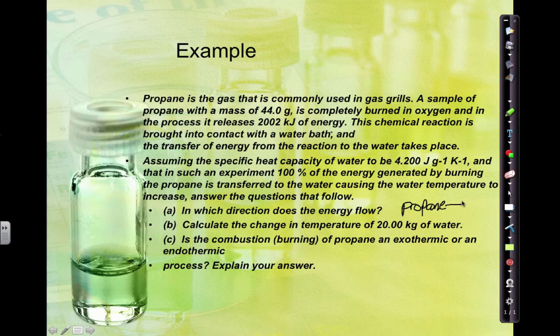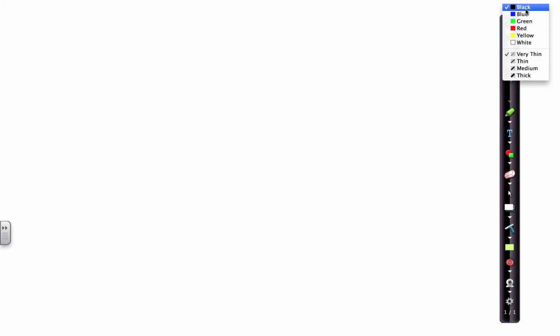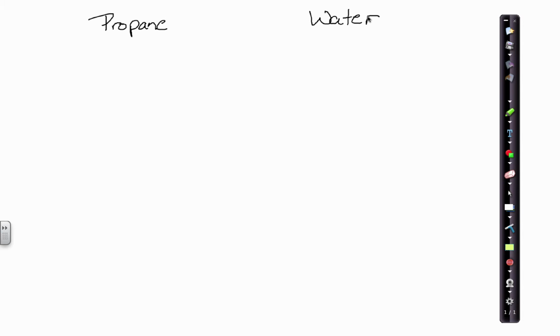reaction into the water. All right, so now we want to calculate the change in temperature of 20 kilograms of water. Okay, so you have this problem in front of you. I'm going to use a blank screen for this. All right, so we're going to separate all the information out. We know that we have two objects here, so I'm going to separate the information like this. I'm going to have propane in one, and then water in the other.